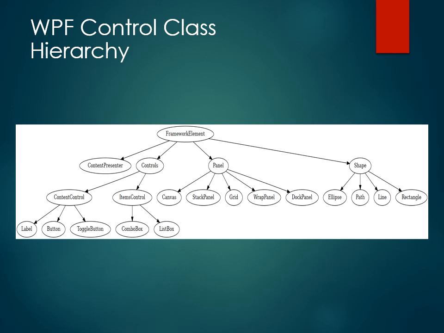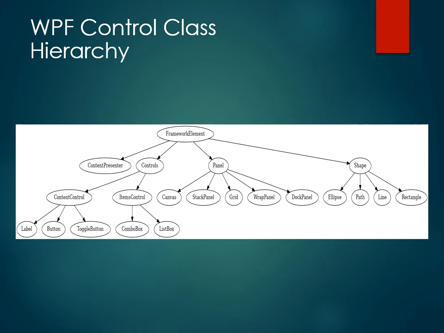Already in the previous video we had a brief description about panels, and as a short recap let us discuss once again. Canvas: absolute positioning. Stack panel: arranges elements vertically and horizontally. Grid: arranges elements in rows and columns. Wrap panel: wraps elements to the next line when the space runs out. Dock panel: aligns elements to edges.